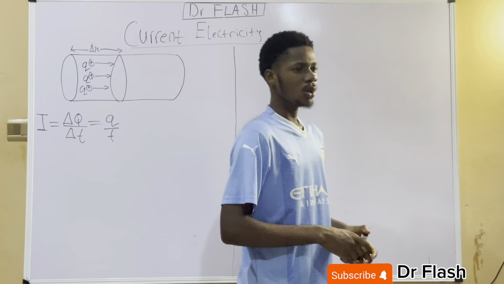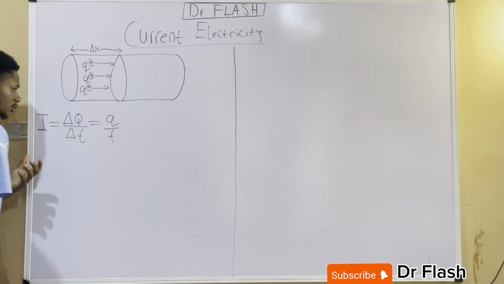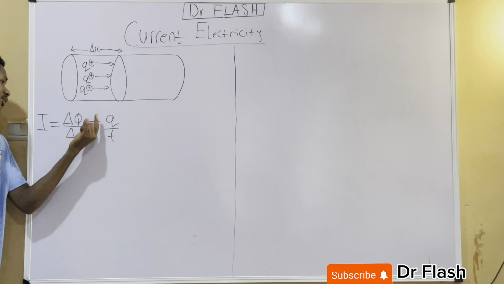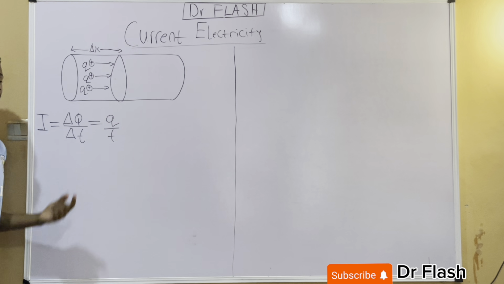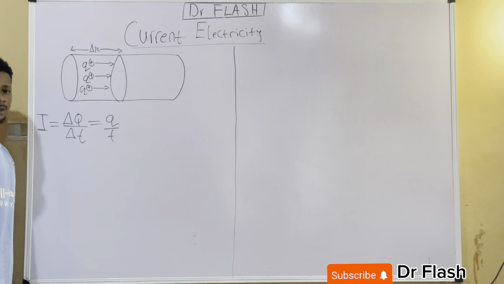But then again, how do we define current? We can simply define current as the rate of movement of charge with time in the conductor. That is also very much acceptable.